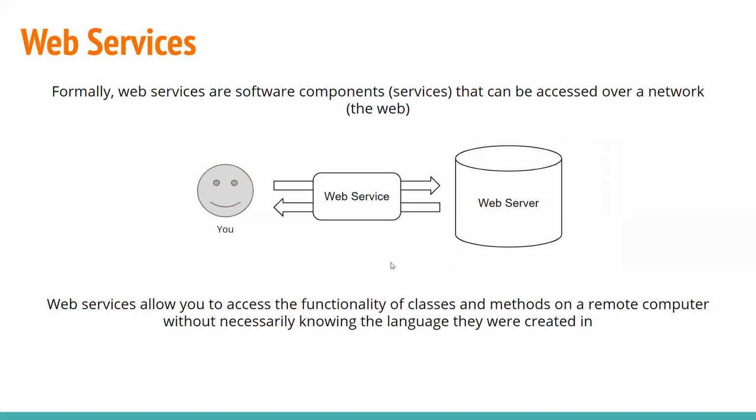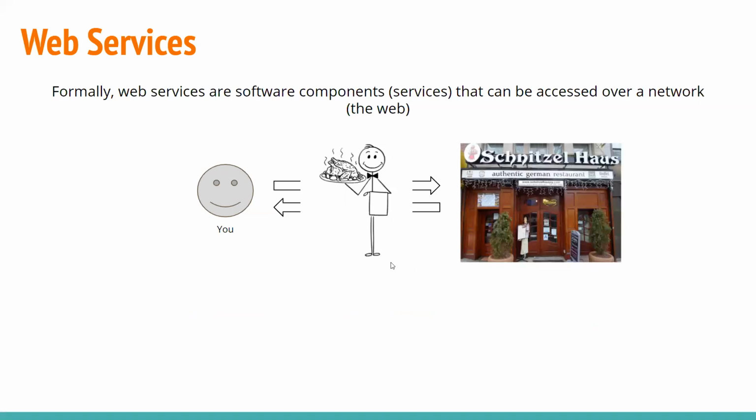So web services allow, but I thought you said that they don't speak English. No, exactly, the waiter speaks both English and German in a way, or more accurately for web servers, speaks a language that can interpret both English and German. So that's the purpose of the waiter. They're interfacing between you and the German cook. Okay, yeah, cool, makes sense now.